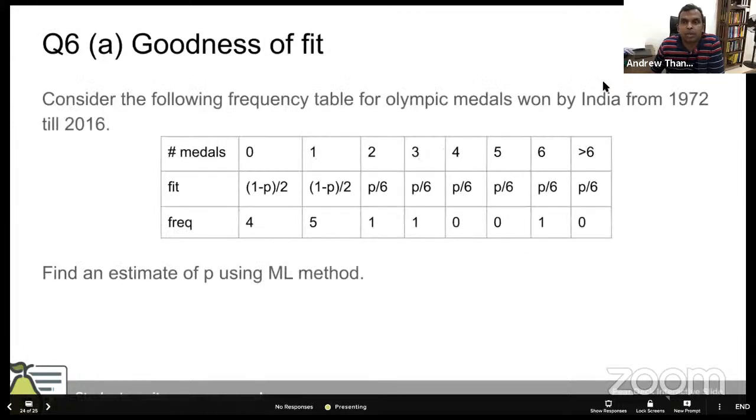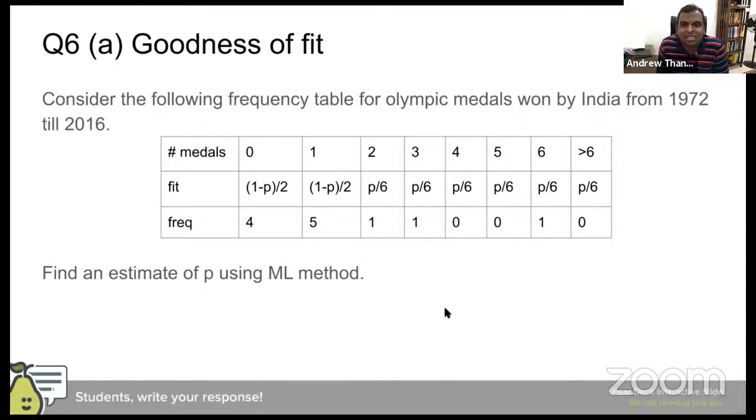It's a goodness of fit question. Since we are in the Olympics season, I thought I'll pick a question from the Olympics. It might also help us make a prediction, right? So who knows? Here is a frequency table for Olympic medals won by India from 1972 to 2016. There are not too many Olympics in that period, but whatever data we have, we work with that.